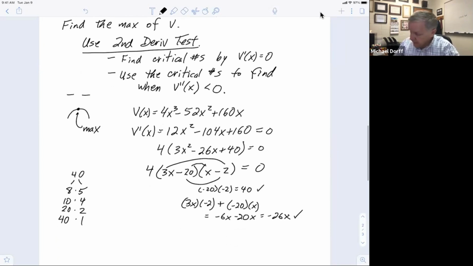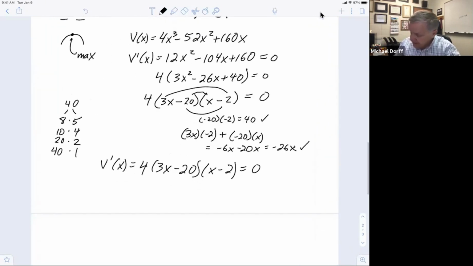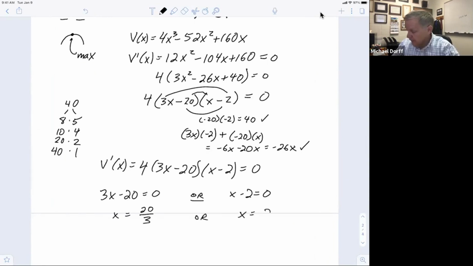Okay. So what I factored v prime to be, v prime of x is 3x minus 20 times x minus 2, and that equals 0. So that means 3x minus 20 equals 0, or x minus 2 equals 0. If I solve for x, I get x is either 20 over 3 or x equals 2.